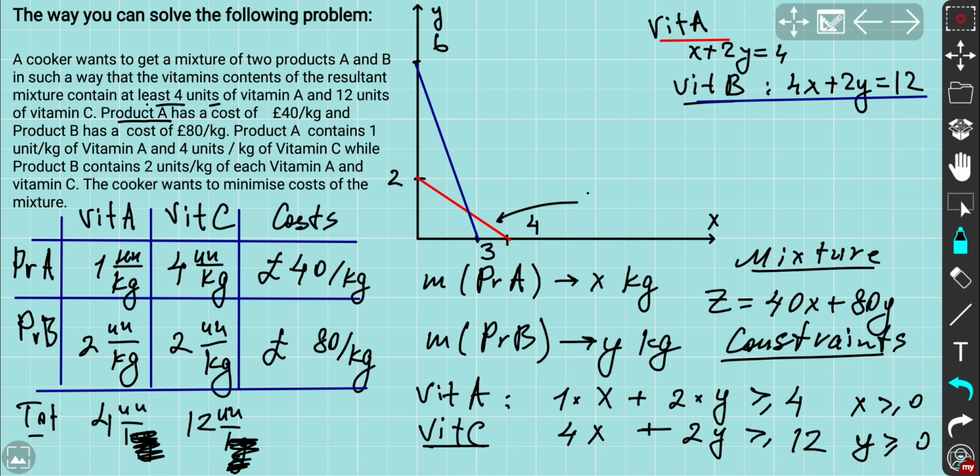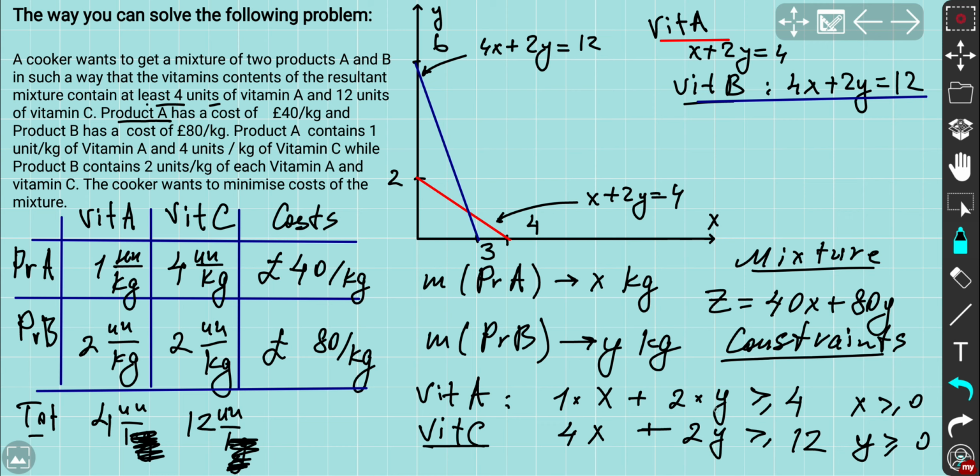It's going to be x plus 2y equals 4. That's vitamin A. And the blue one, we also set up the equation for that line equals 12. So we have non-strict equality, so more or equal, so the boundary is allowable for our region. And let's have a look.